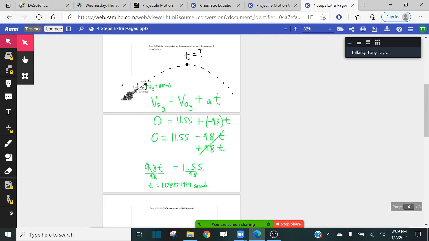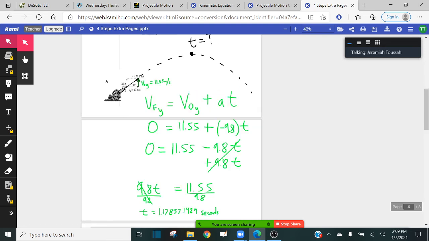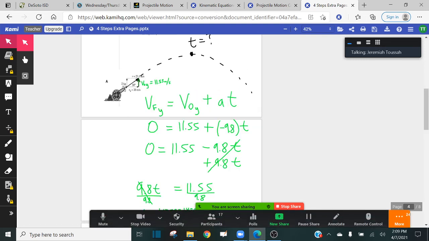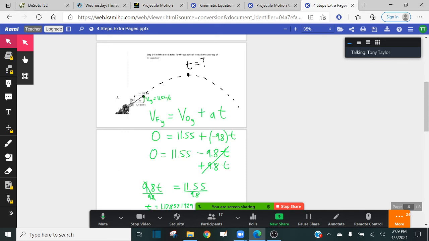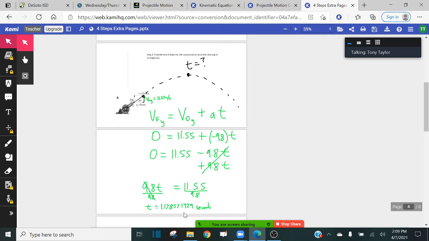So guys, this number right here, 1.179, represents the time it takes for the cannonball to reach the very top of its trajectory. So that's step 2. Can I move on to step 3? Wait, what's step 2? That's the number right there? Yeah. This number right here is the final answer to step 2. 1.178 seconds.